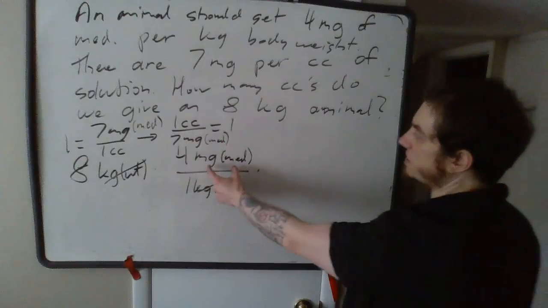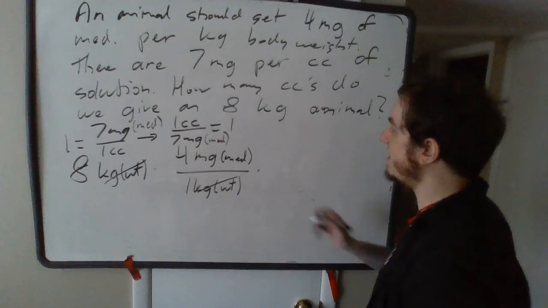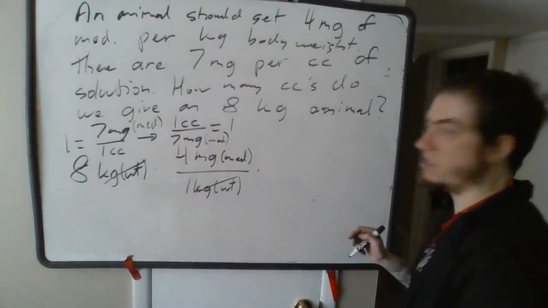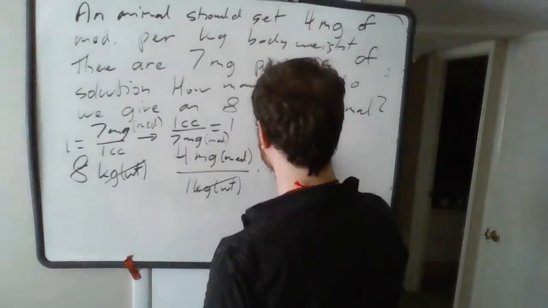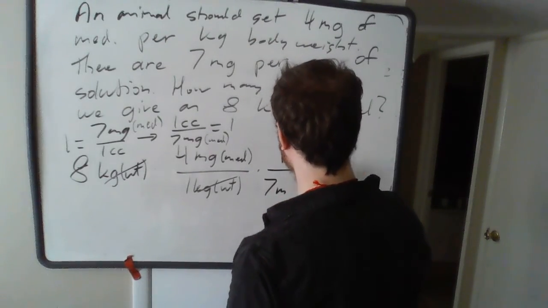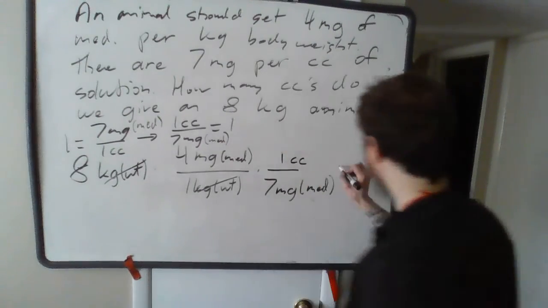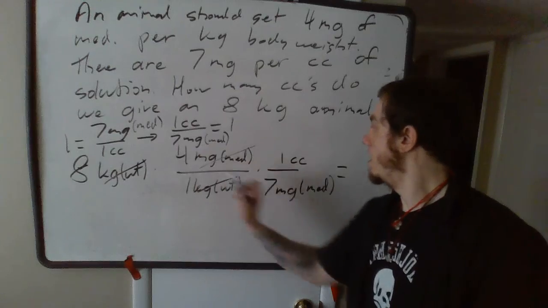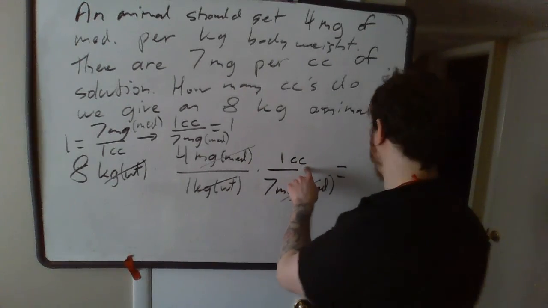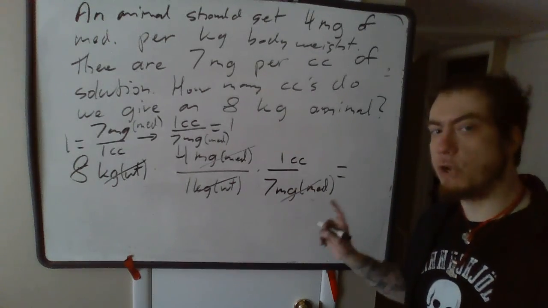So if I want to cancel out units of milligrams of medicine and end with cc's, I can multiply by this 1 cc per 7 milligrams of medicine, and I get 1 cc over 7 milligrams of medicine. Milligrams of medicine now cancels. This is in cc's just like I wanted. So this is going to come out to be in the correct units.